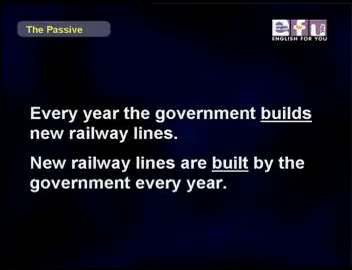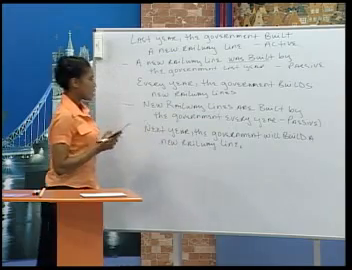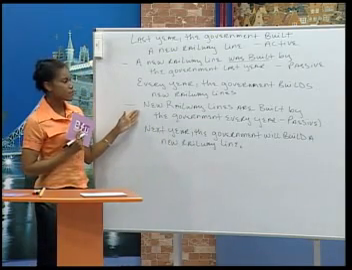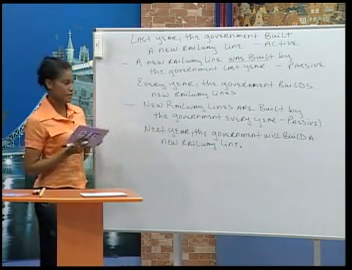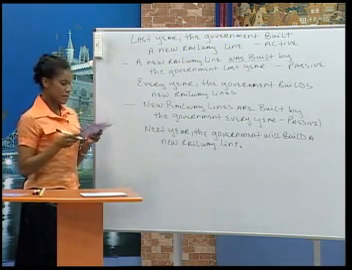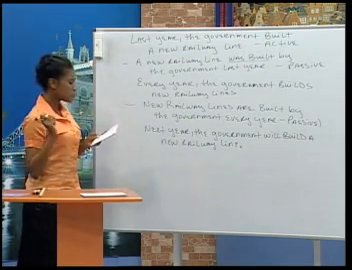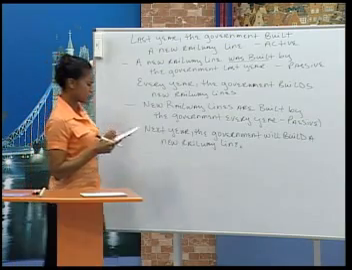Okay, so new railway lines are built by the government every year. Very good. Okay, this is our second passive sentence. New railway lines are built by the government every year. Okay, Sylvia, can you do the future sentence? It is very logical.